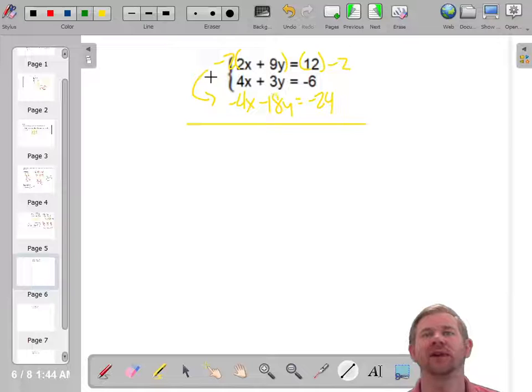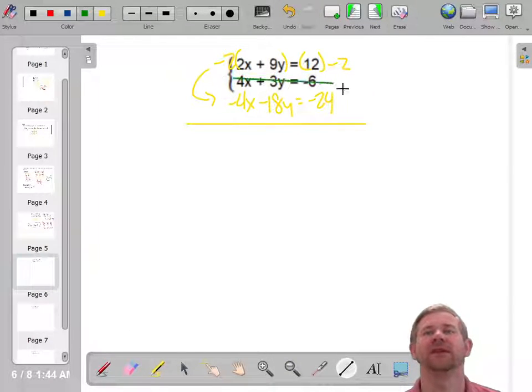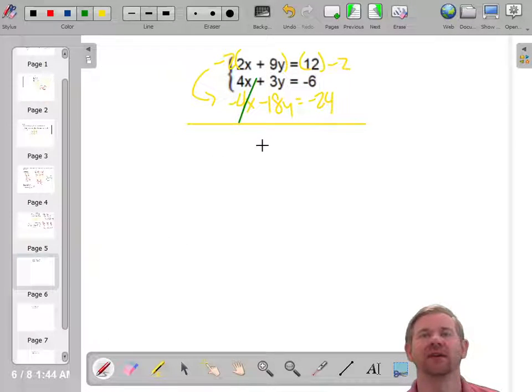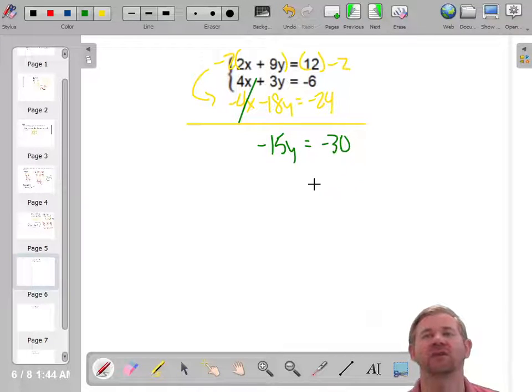Now notice, when you add these two equations, and I'm making a mess here, those two are what I'm looking at. 4 and negative 4 make 0. Nice. 3 and negative 18 make negative 15. And negative 6 and negative 24 make negative 30. So we have one equation with one variable. Divide both sides by negative 15.